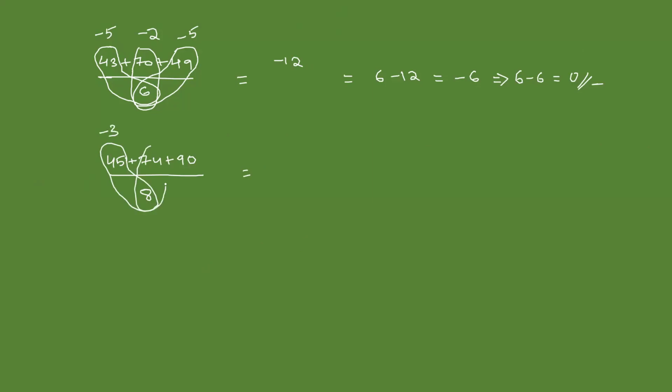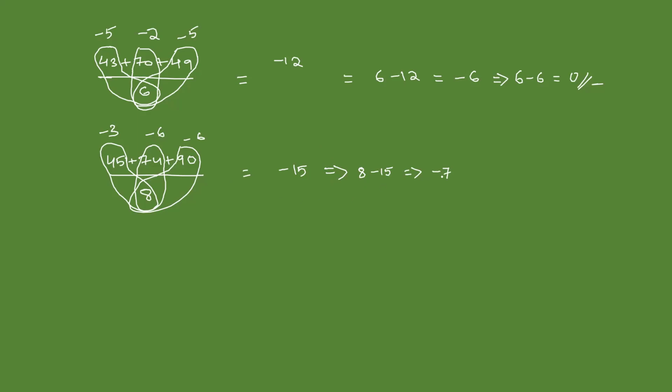Similarly, 74 divided by 8, what is the negative remainder I will get here? Minus 6. Similarly, here also, what will I get? Minus 6. If I add all these three, what will I get? Minus 15. But will minus 15 be my answer? No. So what do I need to do? 8 minus 15, what will I get here? Minus 7.